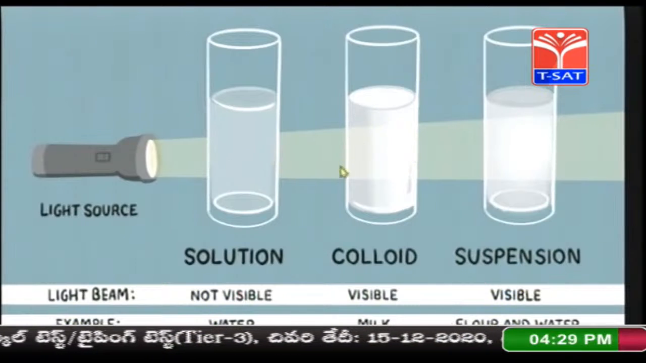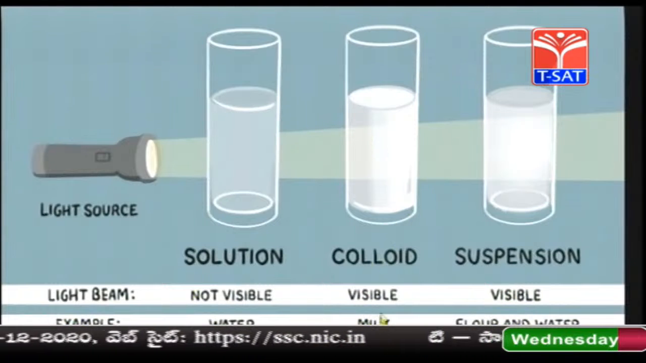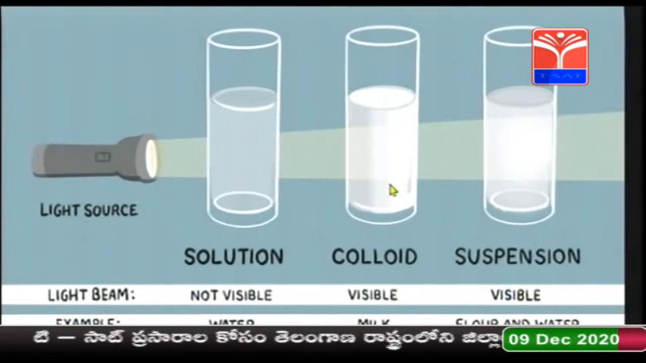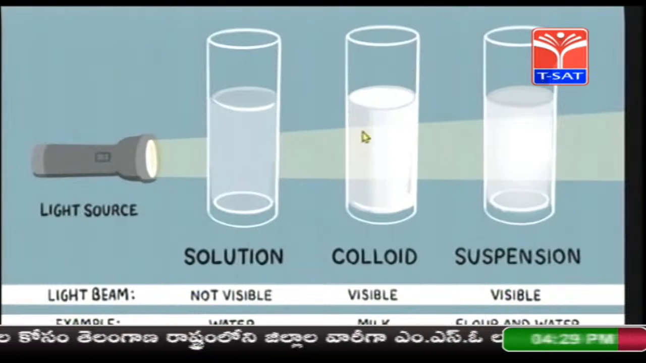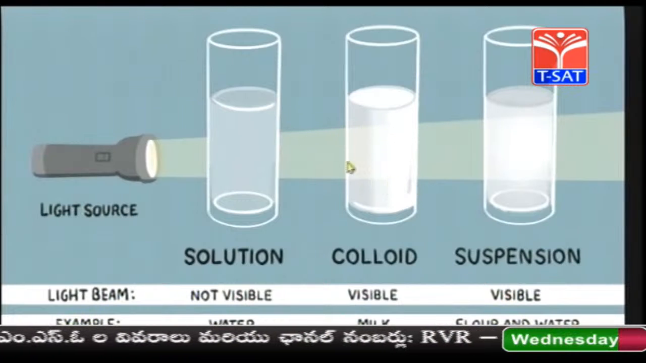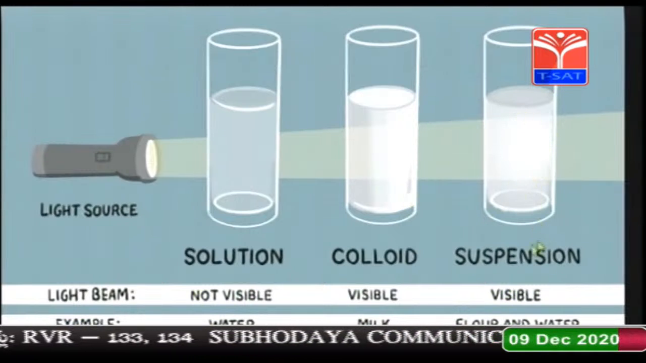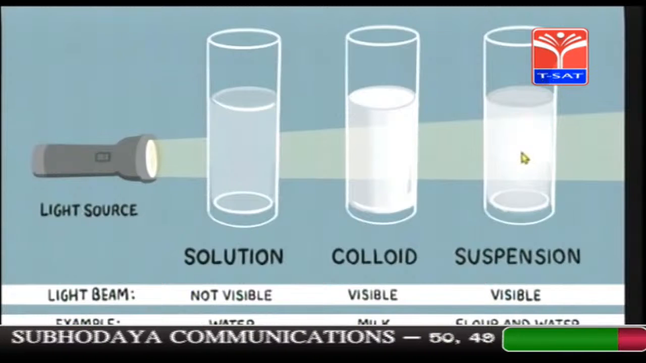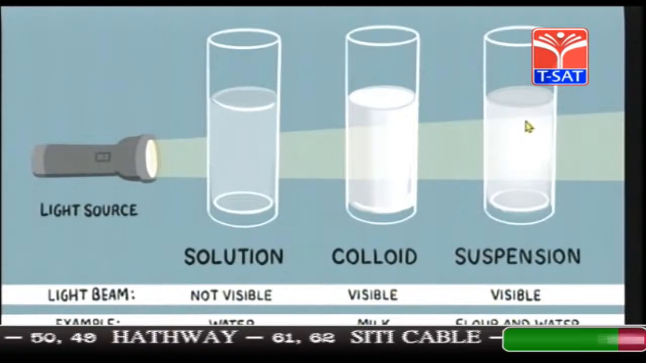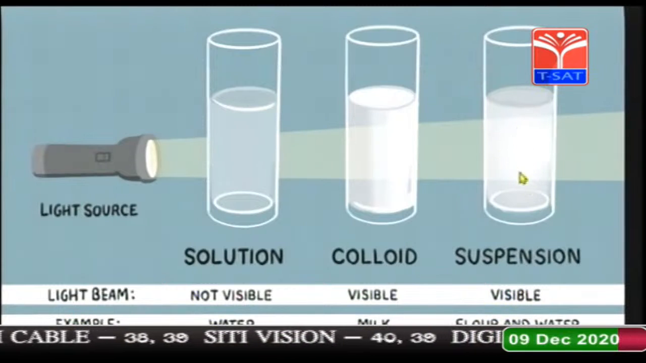But in this glass we have taken a colloidal solution. Colloidal solution means what? Here we have taken a drop of milk added in water. So you can easily see the light ray passing through this colloidal solution and you can observe that it is getting scattered. You can see the dispersion of the light ray here. Now this is a suspension. You can see flour and water has been mixed in the solution. When the light ray is passed through it, the light ray is getting scattered. You can see the light ray has become wider.